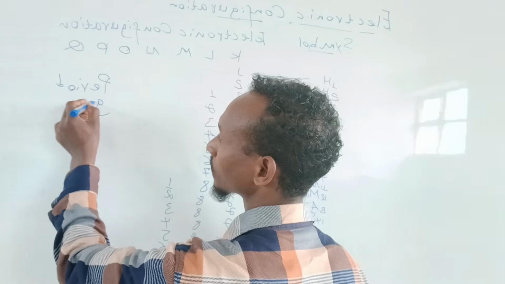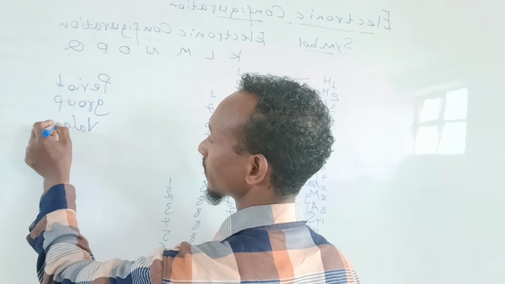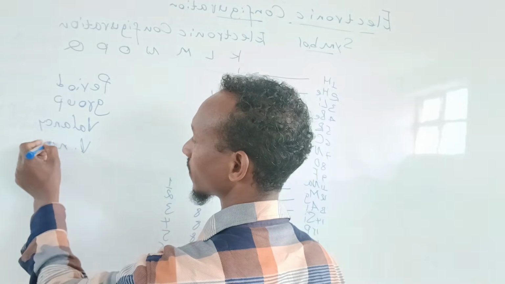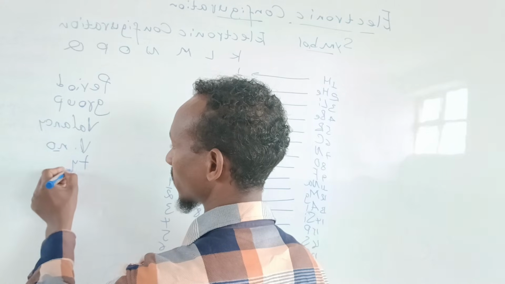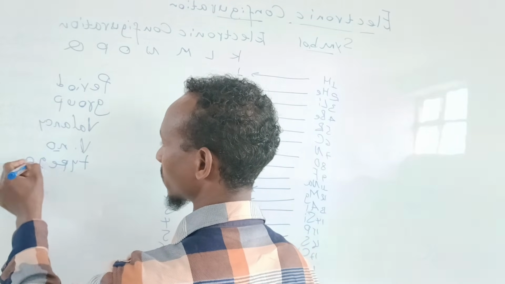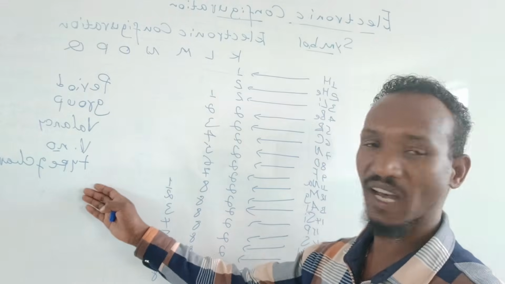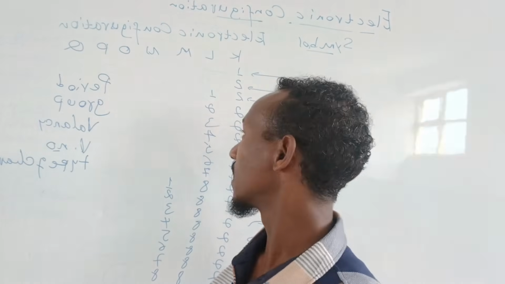group, valence, and valence number, and also the rest properties, type of charge. These properties are deduced by using the electronic configurations of elements.